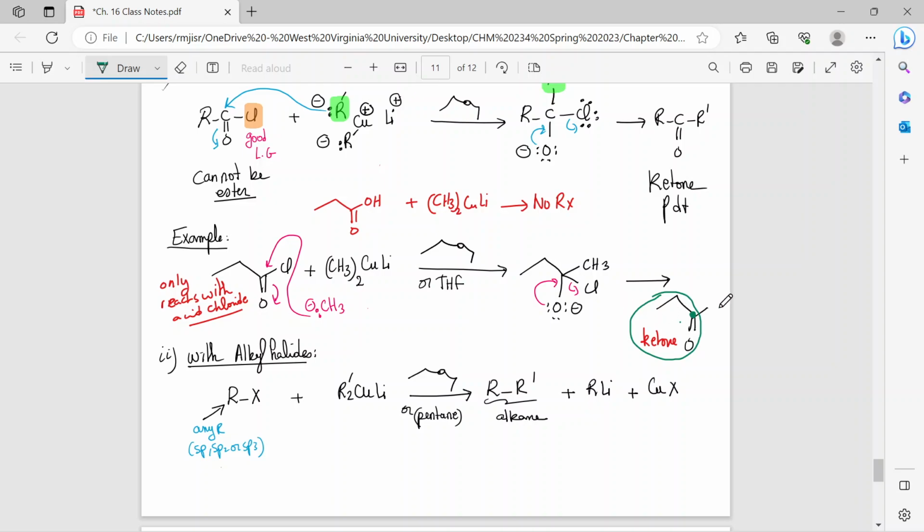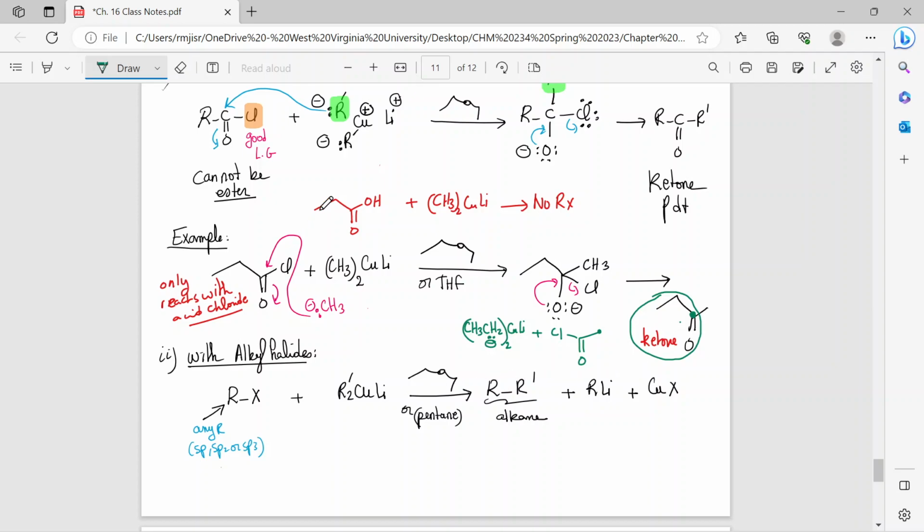We can also have another way of having our acid chloride. This is another route. So we can have our acid chloride with the CH3 in this case. This means that our Gilman is going to be the ethyl in this case, so it's going to be two of those with CuLi. So there are two methods to make that ketone.